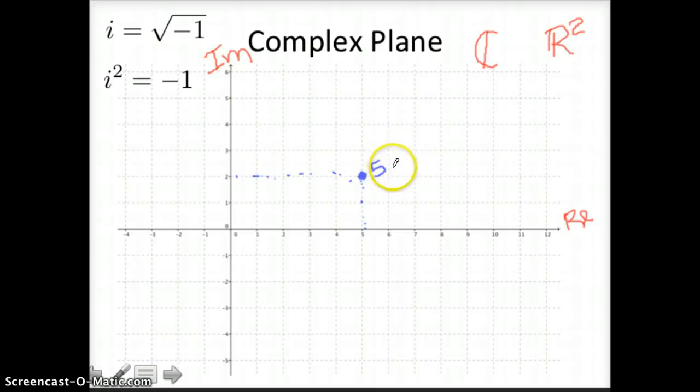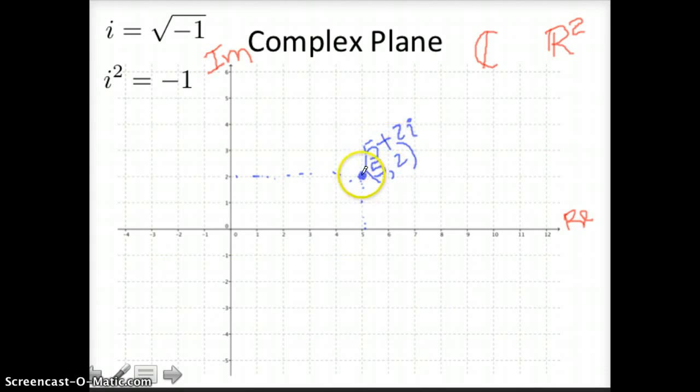If we were in R2, we would write something like (5, 2) between parentheses. But we are in the complex plane, so even though we're describing two coordinates, we write this as a sum, and we always write the real part first, which is the first coordinate. So we say 5 plus, and then we write the vertical coordinate as a coefficient of i. So we write here 2i.